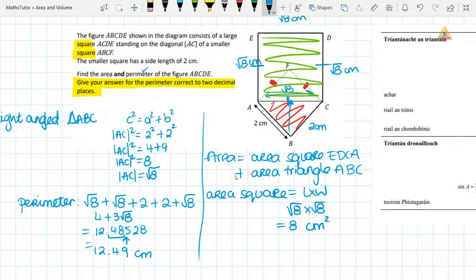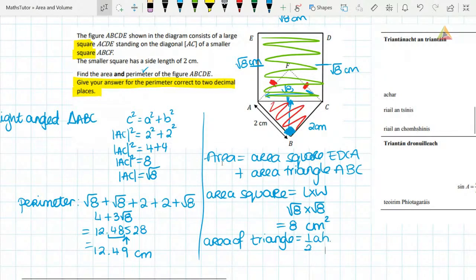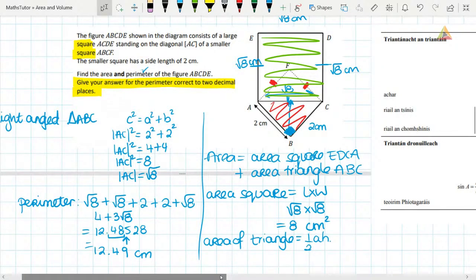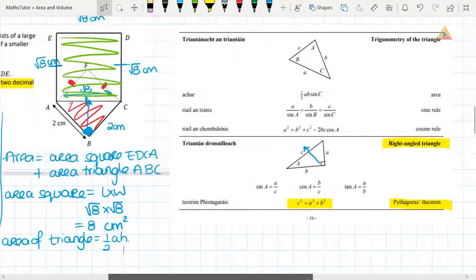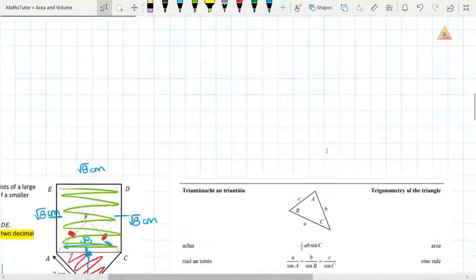To work out the area of our triangle, there's a few different ways that we can work out the area of a triangle. And in this case, I'm going to mark that this is our right angle down here in the corner. And that means that we're going to use our formula for area of a triangle, which says a half AH. Okay, so this comes from our tables. So we'll just see that this formula is coming from our tables.